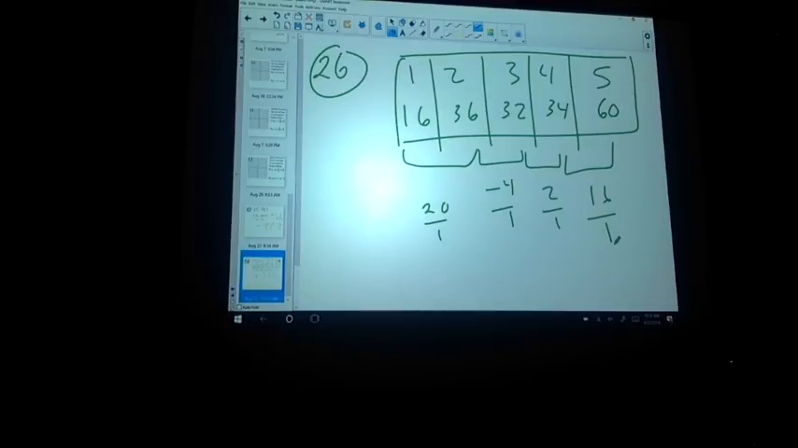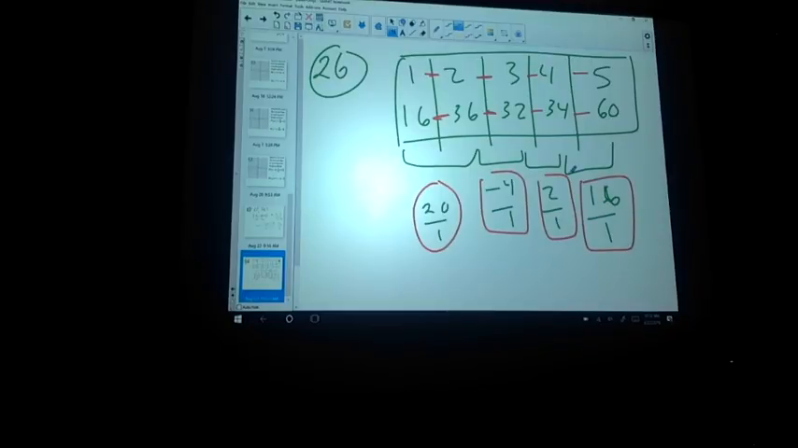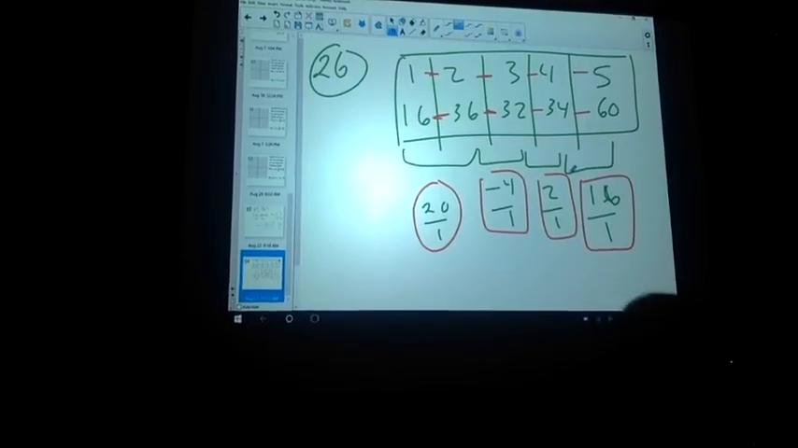Does everyone feel okay with how I just did the slope that quickly? I just subtracted those, got here. Subtracted, got here. Subtracted, got here. Okay, now I know. So now I have all these rates of change, and I feel pretty good about myself.